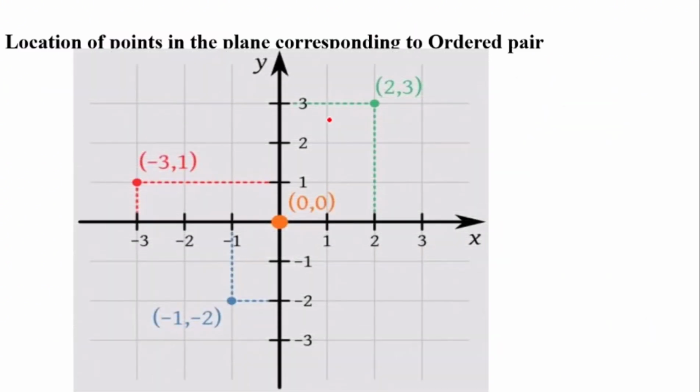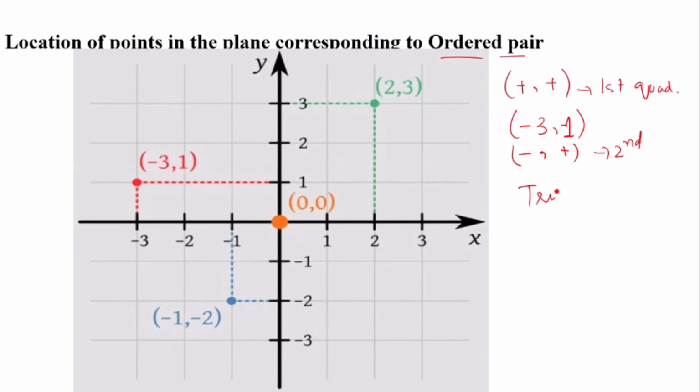this is an example of how to locate points in the plane corresponding to an ordered pair. Now 2, 3 is an ordered pair. x is positive, y is positive. So this lies in the first quadrant. What about the second quadrant? -3, 1. x is negative while y is positive. So this value lies in the second quadrant, like this.